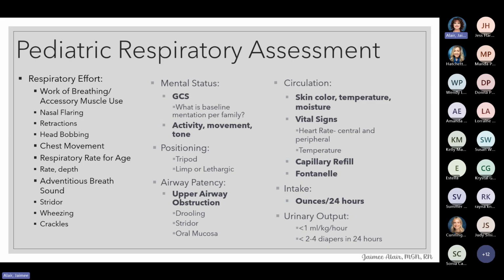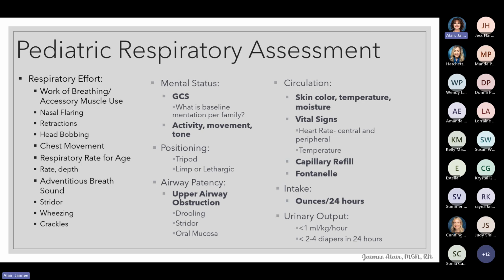When you're considering mental status and GCS, it's important to ask the family what the baseline for the patient is. What is their normal mentation? How are they acting compared to their everyday life? Because not every kid is the same. They may not meet milestones the same, or they may be nonverbal, or they may be all those things. And so assessing their activity, their movement, their tone, what their everyday life looks like is going to be a little bit different.